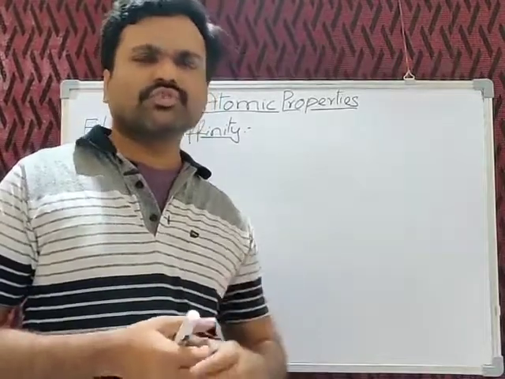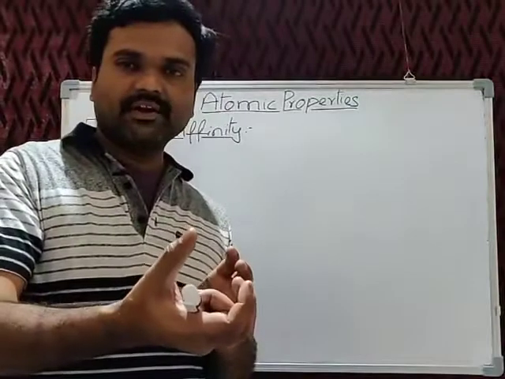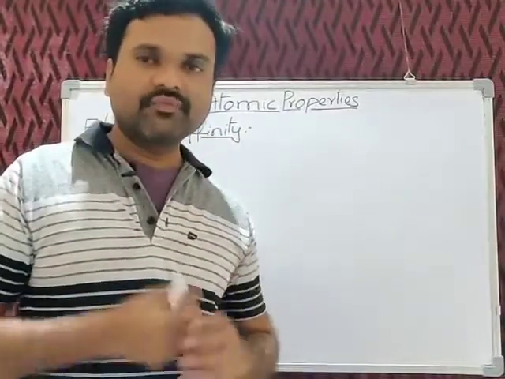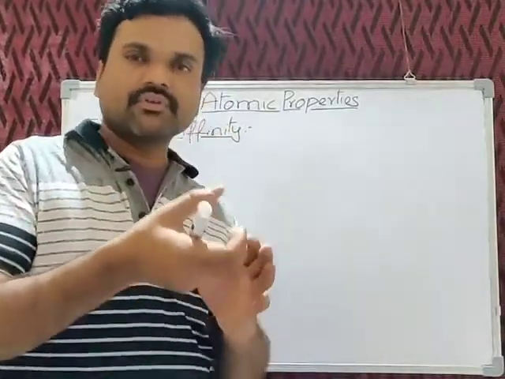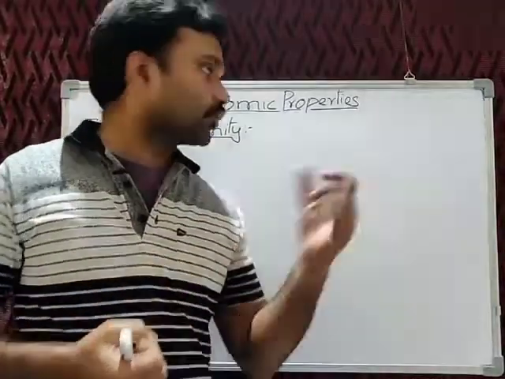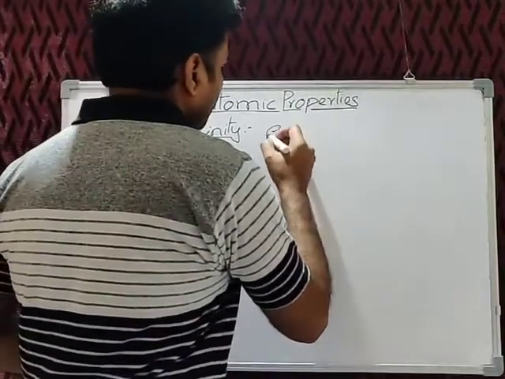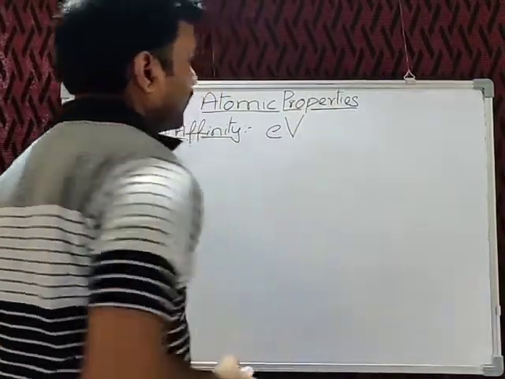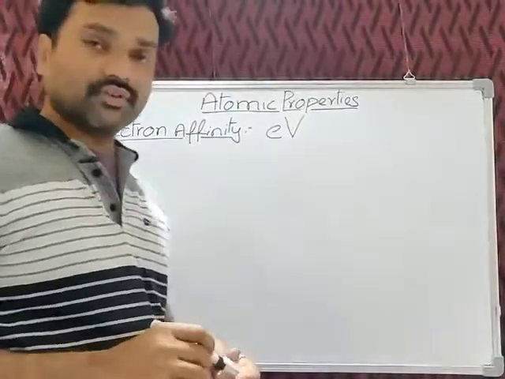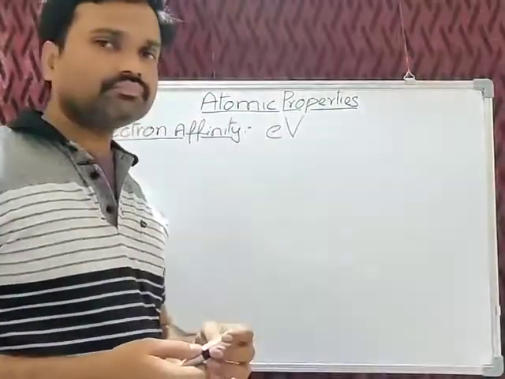It is quite the opposite of ionization energy. The amount of energy released by an atom while taking the electron: if you supply electrons to the atoms, the amount of energy released by those atoms while taking that electron is called electron affinity. As it is energy, this also is calculated in terms of electron volts. Of course, other units are also used, but generally used units are electron volts.